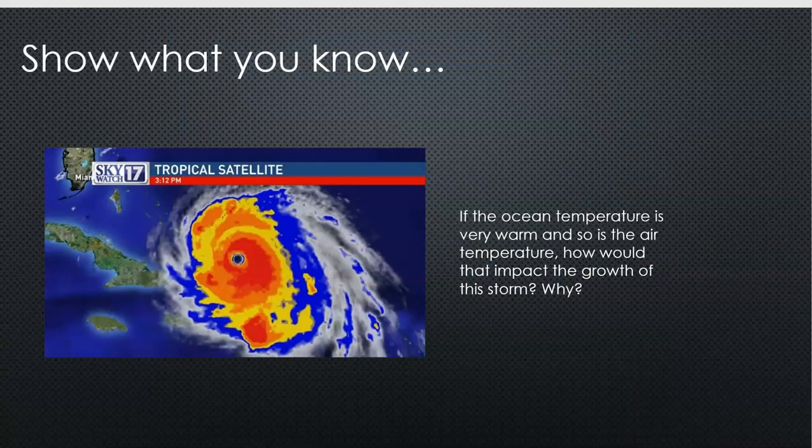Let's check out this picture here. Suppose that we've got really warm ocean temperatures going on and really warm air temperatures going on. How do you think that would impact the growth of this storm? And why? Show me what you know, and make sure you're connecting it to the hydrosphere and the atmosphere and our weather.